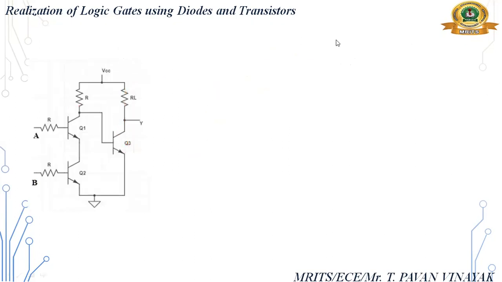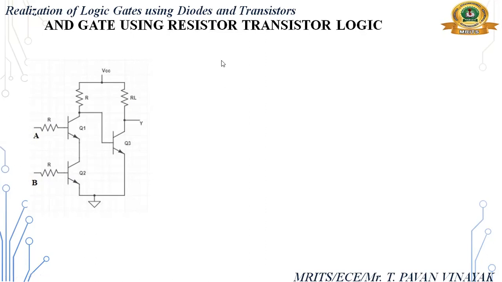Next, AND gate using transistor logic. Let us see what you observe. This one is an inverter, right? And have you observed here? Two transistors are connected in series. What we are getting here is the NAND gate output.